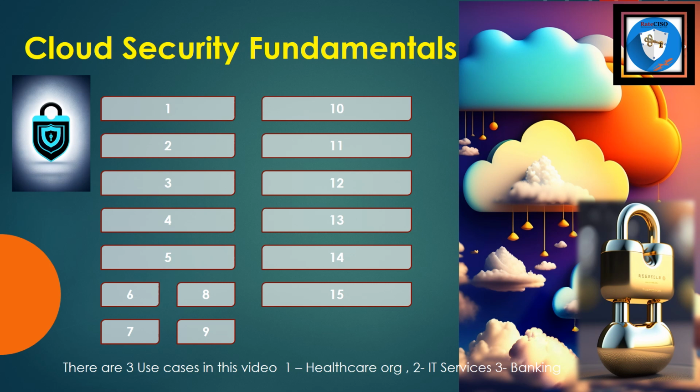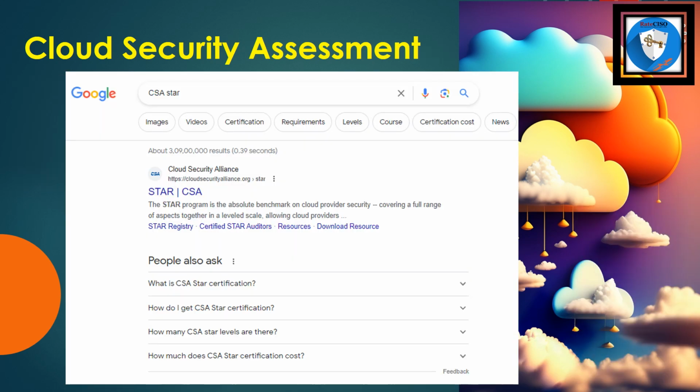In the channel, I'll guide you on how to perform a cloud security assessment for any cloud service. Open your Google Chrome browser and search for CSA Star on Google. You'll see a screen like this. Click on the link that says Cloud Security Alliance.org.